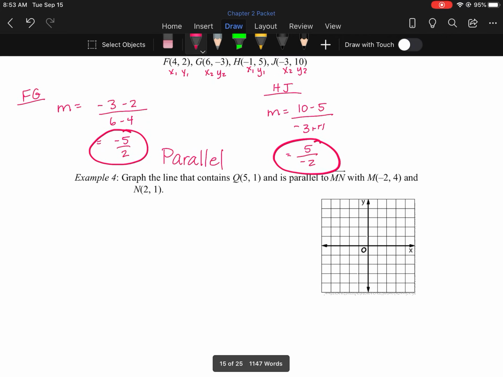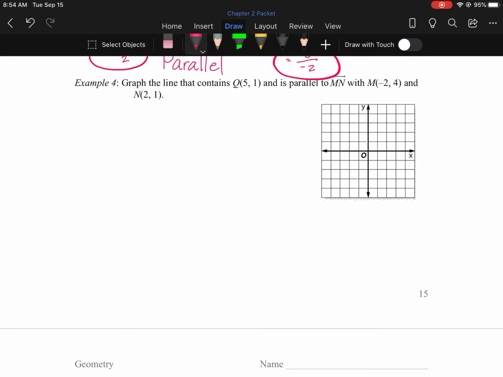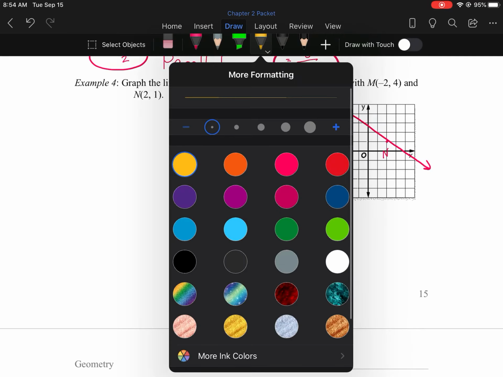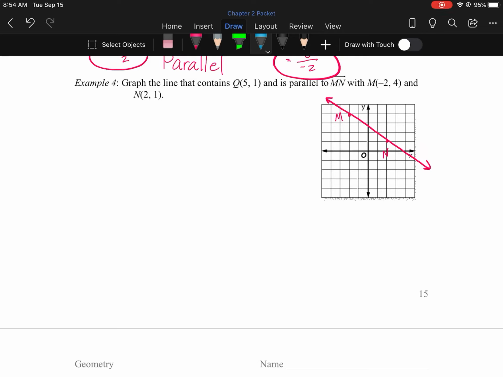Right, and our very last example, it says graph the line that contains Q and is parallel to MN. All right, so parallel to MN with these ordered pairs. So negative 2, 4, there's M, and N is positive 2, 1. All right, so there's my line. Let's see how straight I can draw it. Not too bad. All right, but now it says we have to do another line. It has to go through 5, 1. So 1, 2, 3, 4, 5, up 1. So it has to go through that point, but it has to be parallel to my other line.